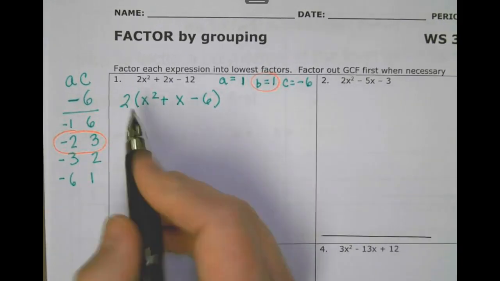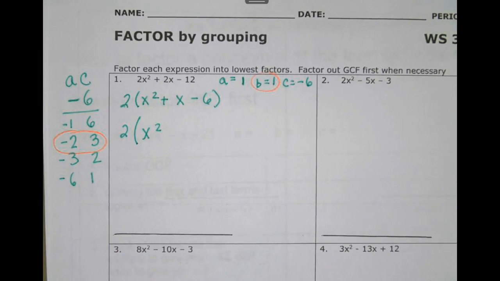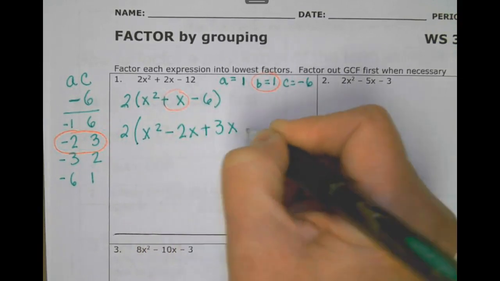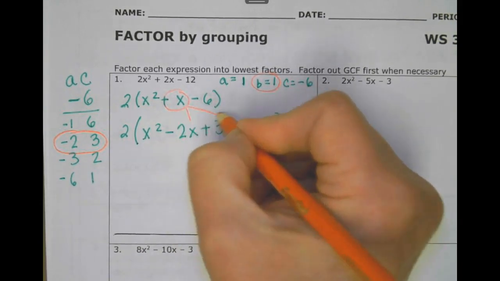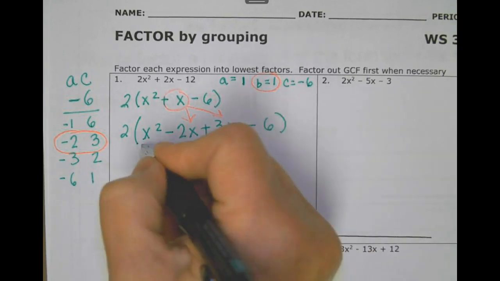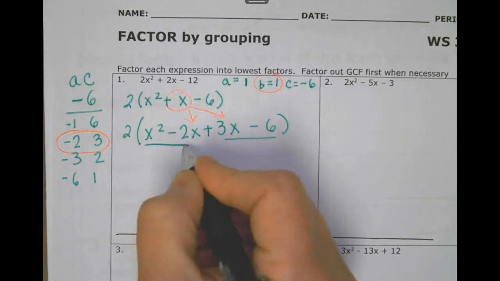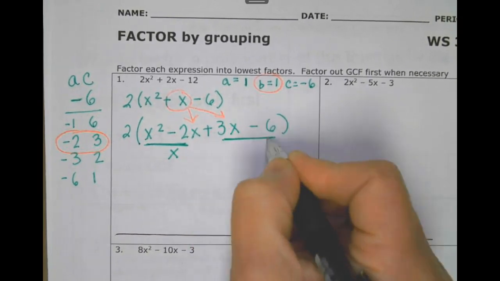This 2 is just going to keep hanging around out in front. This x is going to be replaced with negative 2x plus 3x, and you're still going to have the minus 6 at the end. We replace the x because it's equal to x. If I add it up, it would be equal to 1x. The reason I did this is so I can make 2 groups of 2. What's going to factor out of this group? What's going to factor out of this group?